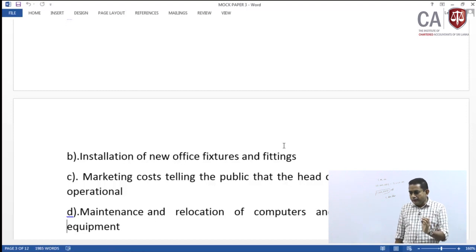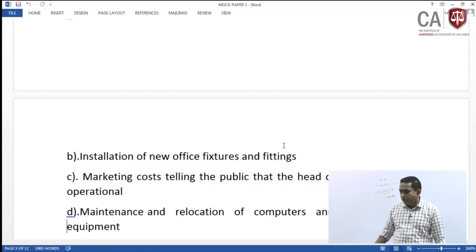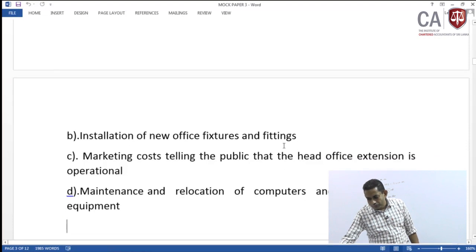Marketing cost, telling the public that the head office extension is operational, that has got nothing to do with the economic benefits, it does not contribute the asset to generate more economic benefits. Maintenance and relocation of computers and related office equipment, we bring computers from one place to another, and that does not contribute to any economic benefits either. So, the correct answer has to be part B, installation of new office fixtures and fittings.